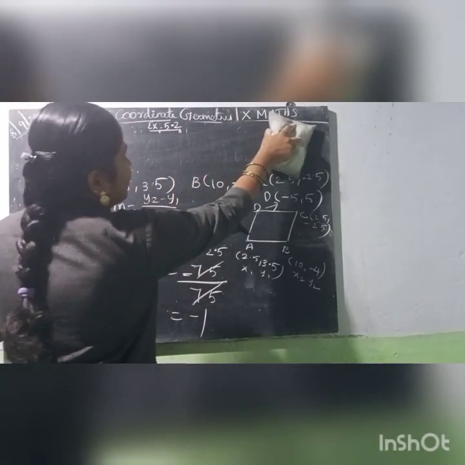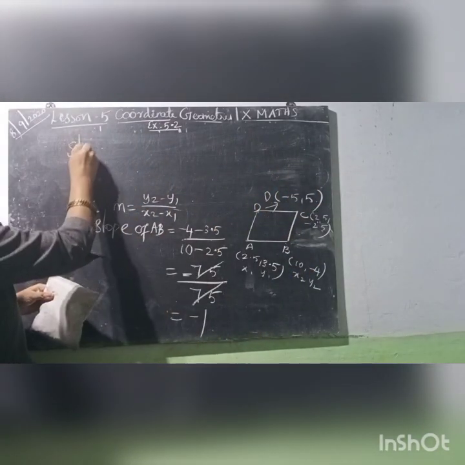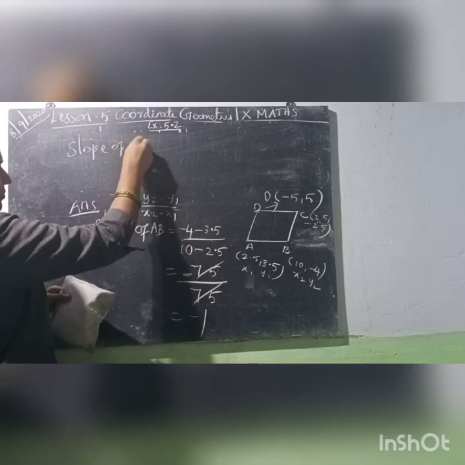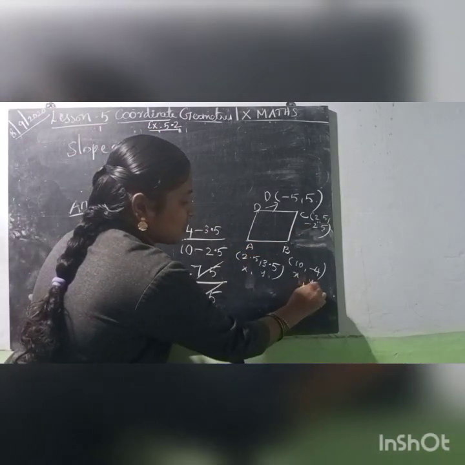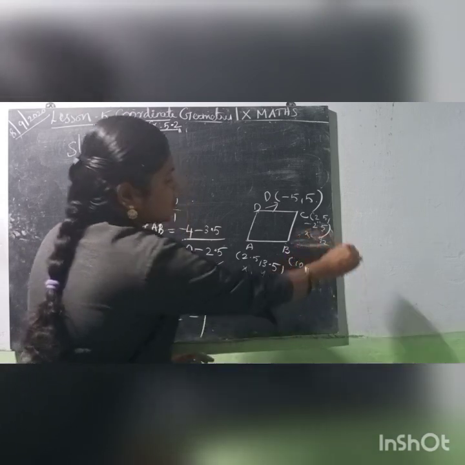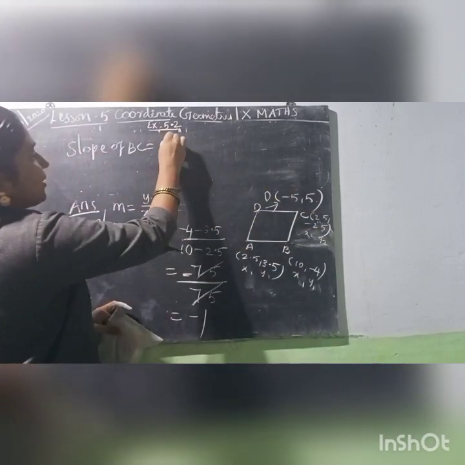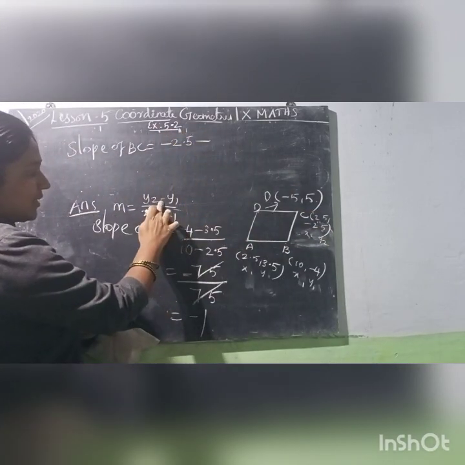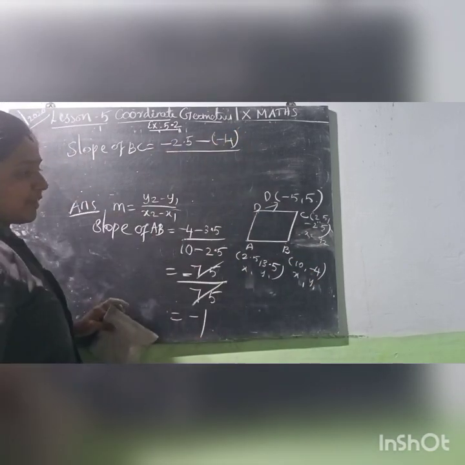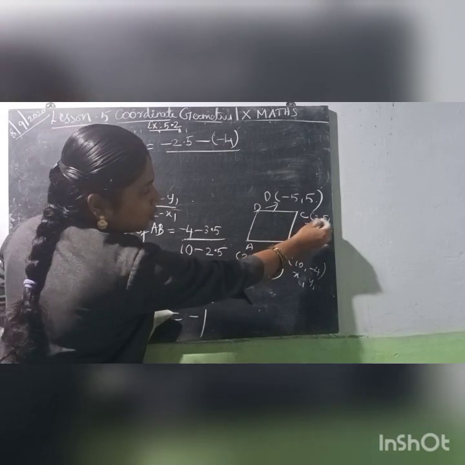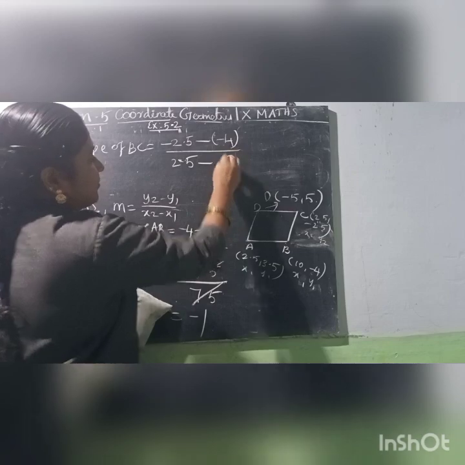Then next we have to find the slope of BC. We will consider this is x1 y1 and this is x2 y2. Now y2 minus y1. So y2 value is minus 2.5 minus, and y1 value is minus 4, divided by x2 minus x1. Now x2 value is 2.5, so 2.5 minus x1 value, which is 10.